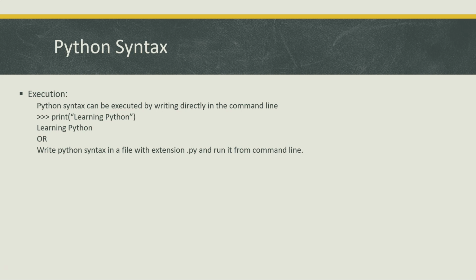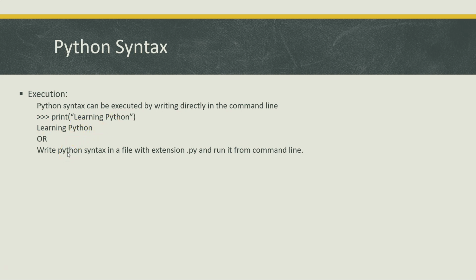We have seen both the ways of executing Python scripts. The first way is to directly write it in the command line in the Python IDE, where after the prompt you can directly write a statement and then it will give you the result. As it is shown here, you can write this print statement and in the output it will show you the desired output. So that's one way of doing it.